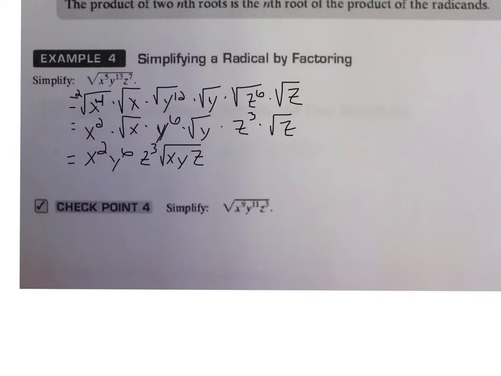Checkpoint 4. You should have gotten x to the 4th, y to the 5th, z, square root of x, y, and z. Oh, by the way, this right here, if you can't read it, that's a 3rd power. It should be z to the 3rd. I should have told you that before you did the checkpoint, but that's what it is. Let's turn the page, go to example 5.